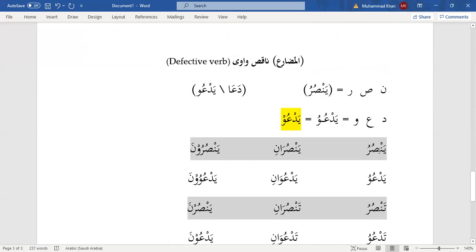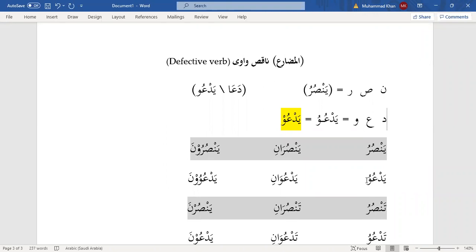So we will implement it here. First we look at the regular verb form, which is yansuru, yansurani, yansuruna. And here we have yad'u. So we have to implement the change. Please tell me the change. What change do we have to implement in here?